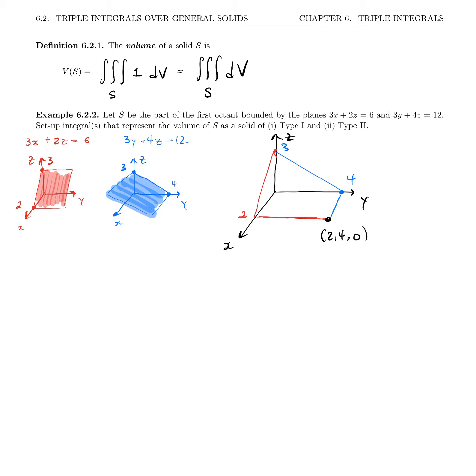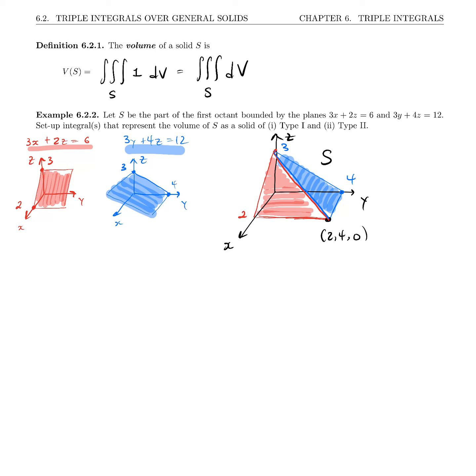And they're both flat, and so they are going to be meeting at a straight line when they meet. And so we have sort of a slanted pyramid where the face here in red is the equation 3x plus 2z equals 6, and the face here in blue is the plane 3y plus 4z equals 12. So there is our solid. This is our solid S.